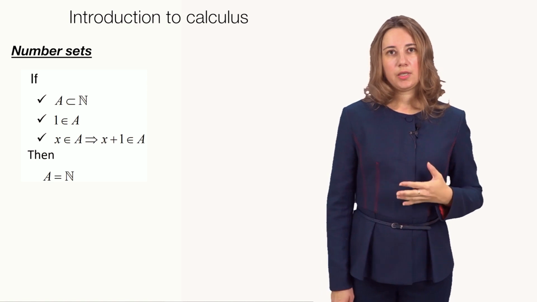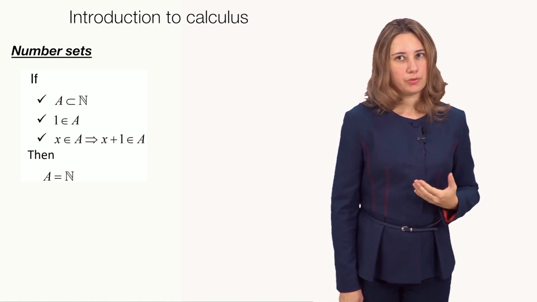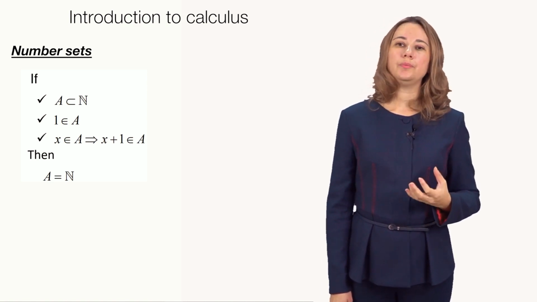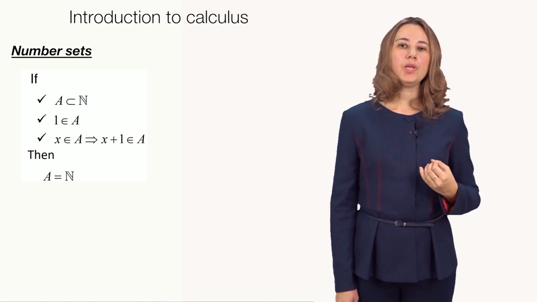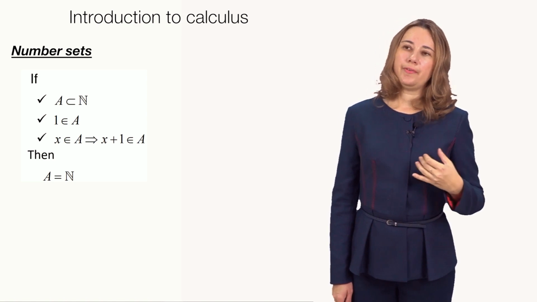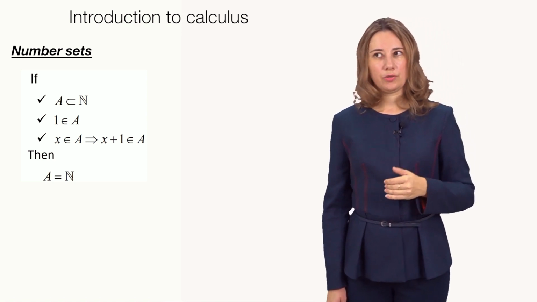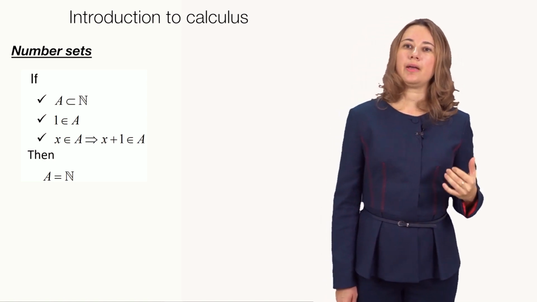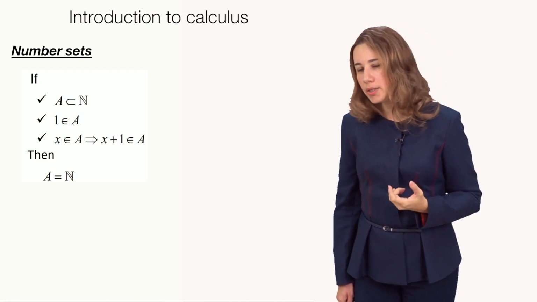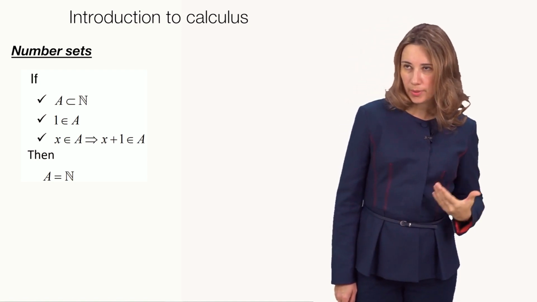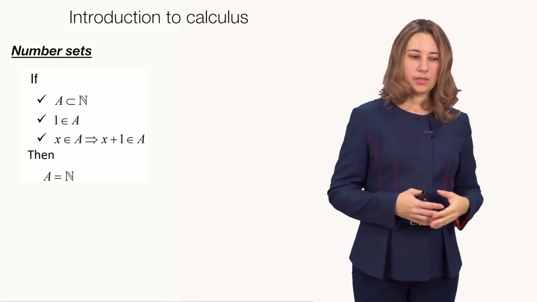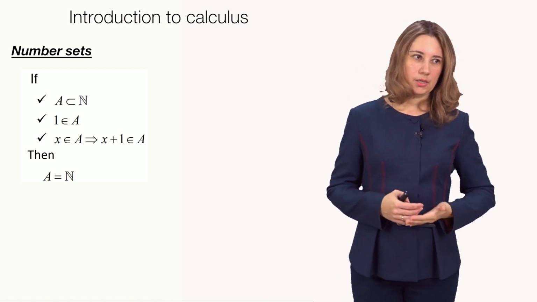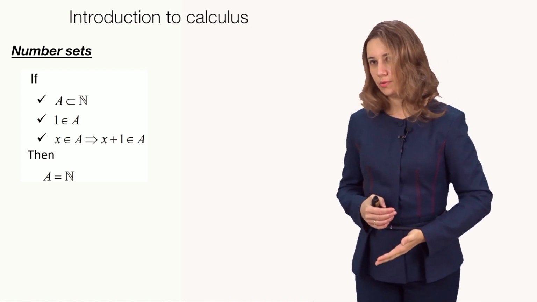If A is a subset of the set of natural numbers, 1 is an element of A, and the fact that x is an element of A implies the fact that x plus 1 is an element of A as well, then the set A is identical to N. A is the set of natural numbers.